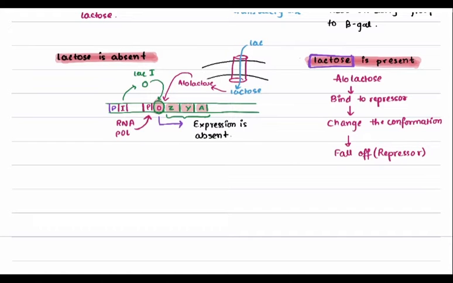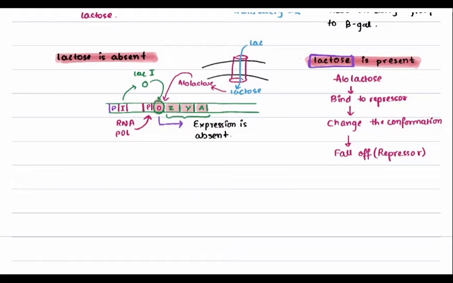Okay, so there is another level of regulation that goes on in switching the lac operon on and off. Now, like I said, lactose needs to be utilized when there is no glucose in the medium. So the lactose which is present will be used as a carbon source by the bacteria.